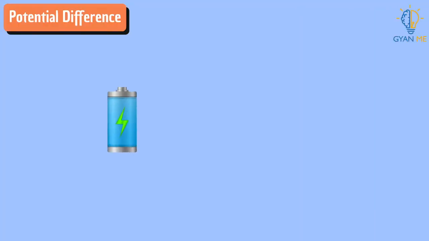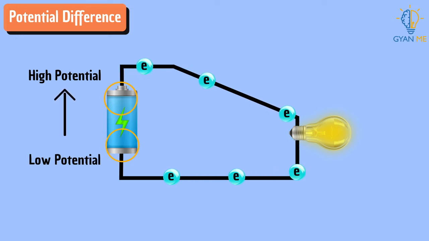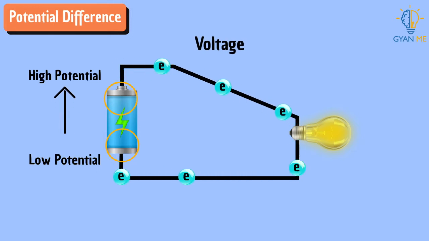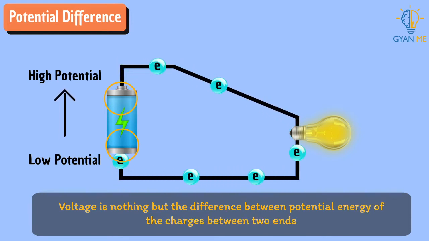Similarly, in a conductor attached to a battery, electrons at one end are at high potential, while electrons on the other end are at low potential. And this difference is called potential difference, which is also termed as voltage. In other words, voltage is nothing but the difference between the potential energy of the charges at the two ends.